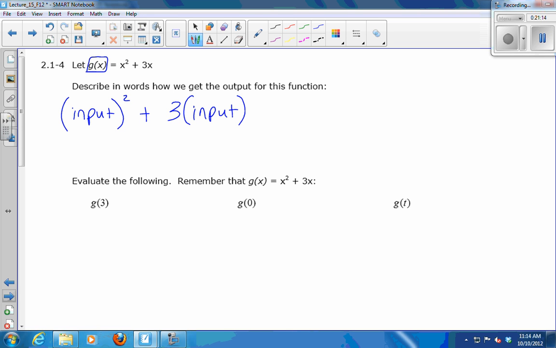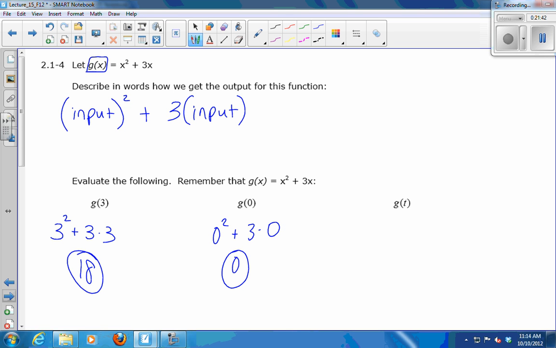So what would g of 3 be then? 18, yeah. So whatever I put into the g machine gets squared, and then 3 added to it 3 times it. So that's going to be 18. What about g of 0? What would that be? 0. Because I would do 0 squared plus 3 times 0, which is 0.